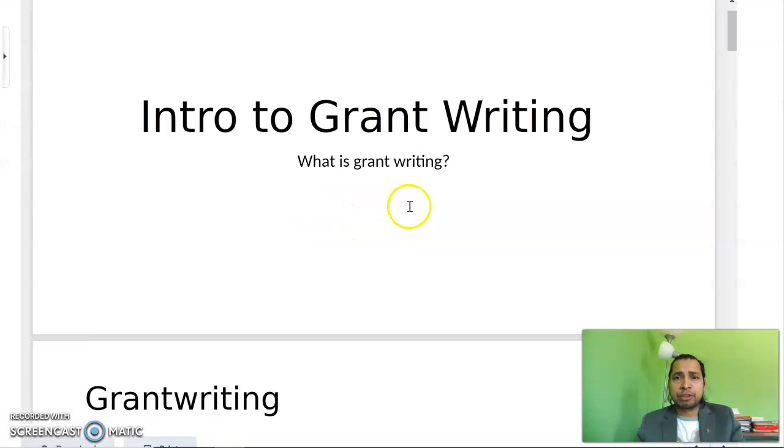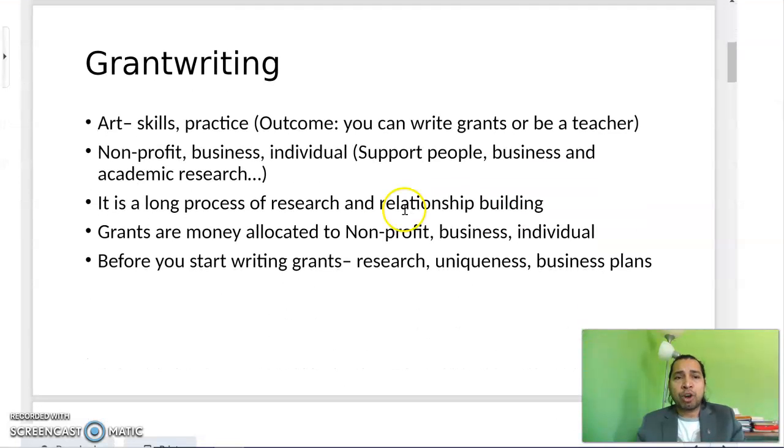And then here you have a PowerPoint, the module, intro to grant writing. So talking about grant writing, as we have been talking about, it's an art and a skill. Okay, so when you know or learn this art, you can write grants, or you can also be a good teacher, right?